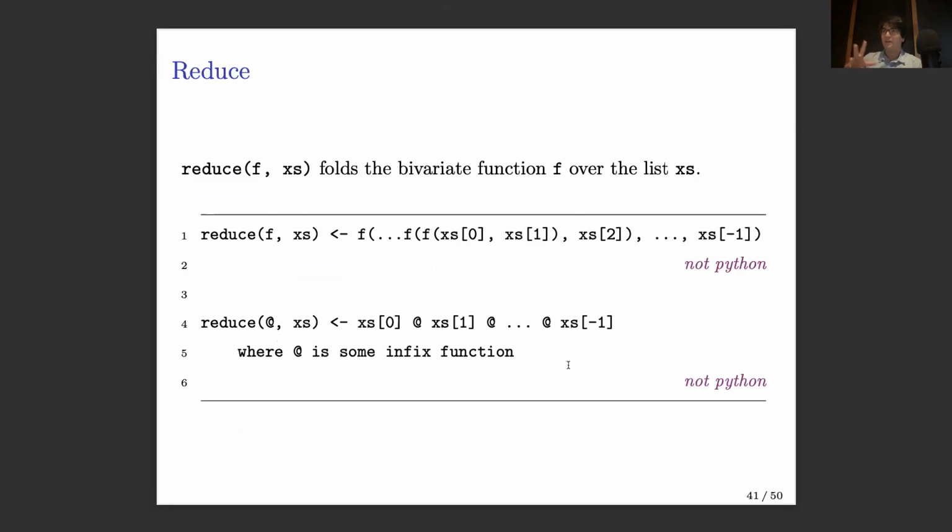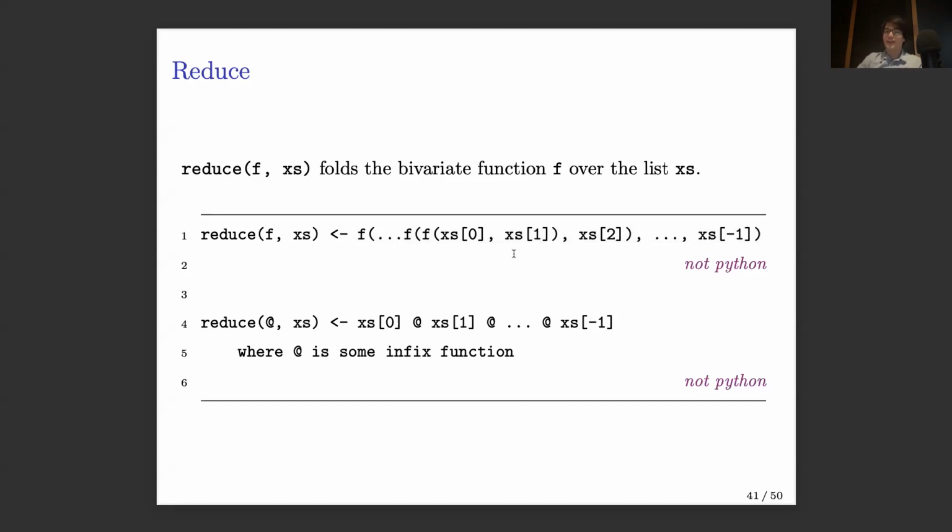Okay, so that process is generically called folding, and the higher order function in Python is called reduce. Right? So in order to fold, you call reduce. So here's how reduce works. So here's reduce. Here is some bivariate postfix function. Here is a list. And it does this.